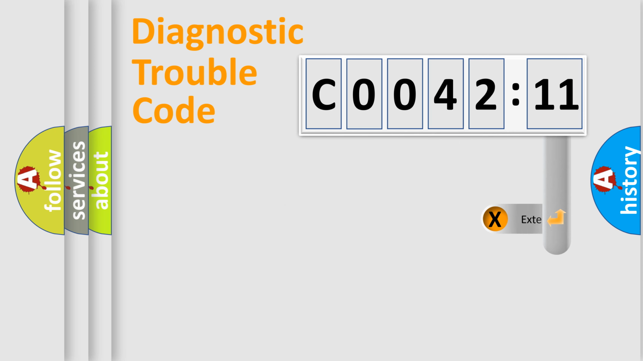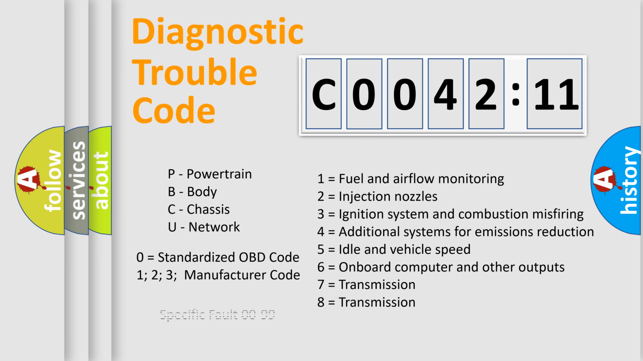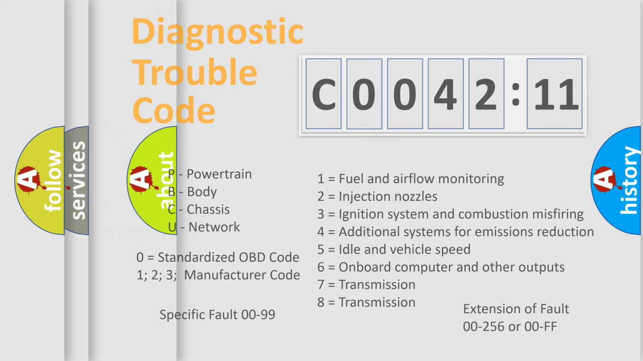The add-on to the error code serves to specify the status in more detail. For example, a short to the ground. Let's not forget that such a division is valid only if the second character of the code is expressed by the number 0.